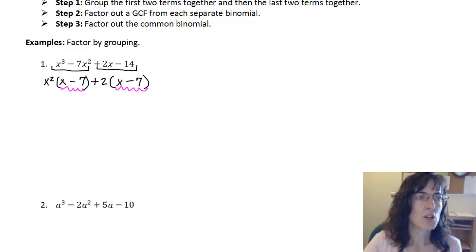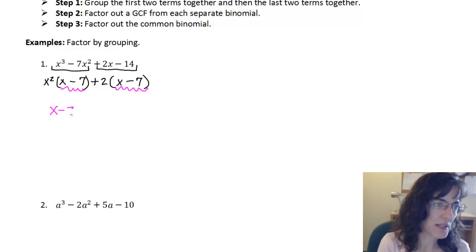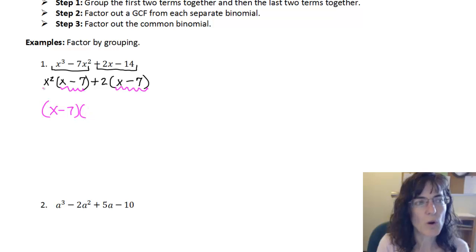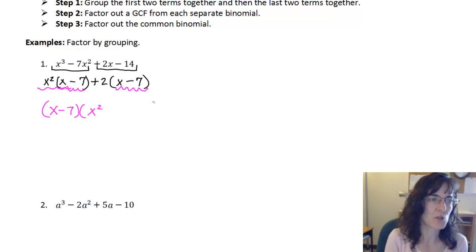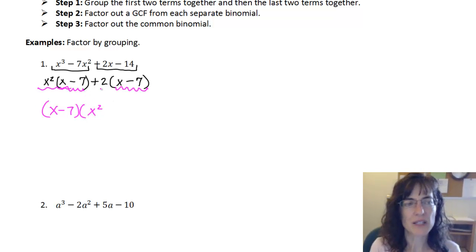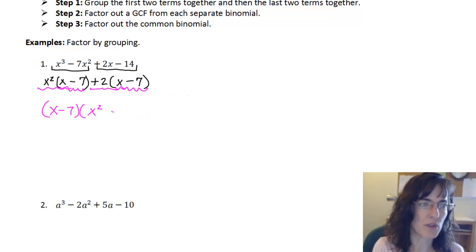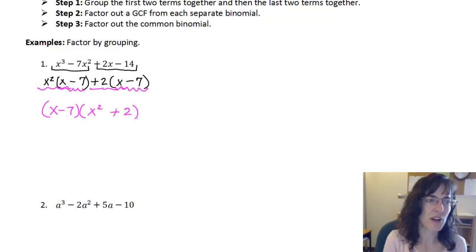Ours match, which is handy, because then we can use that as our greatest common factor. So we have x minus 7 as our greatest common factor. Then we're asking x minus 7 times what is going to give me this first term, the x squared times the quantity x minus 7. And we can see it's just an x squared. And then what are we going to have to multiply that x minus 7 by to get the second term, which is positive 2 times the quantity x minus 7? The answer, of course, is a positive 2.